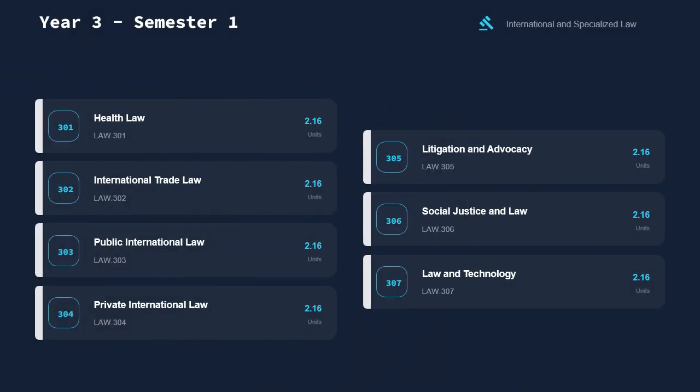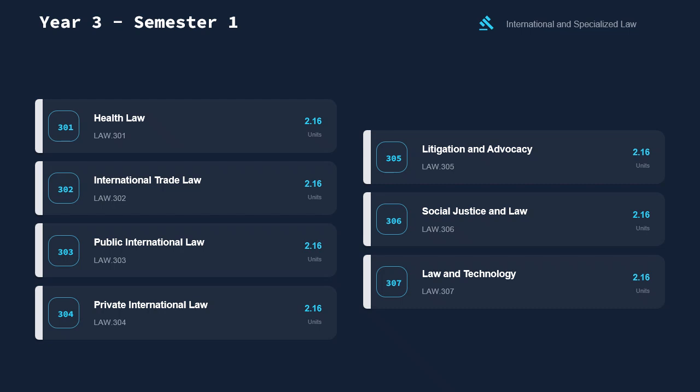Slide 8. Year 3, Semester 1, International and Specialized Law. Course, Law.301, Health Law. Foundational Frameworks of Health Law, Ethics, Rights, and Regulatory Structures. 1.1 The intersection of law, medicine, and ethics.